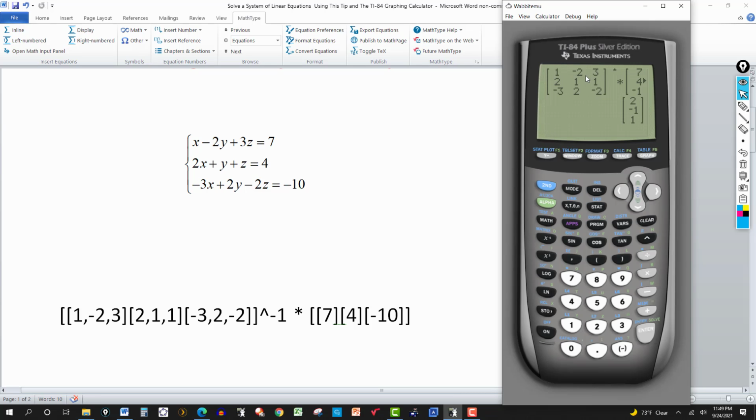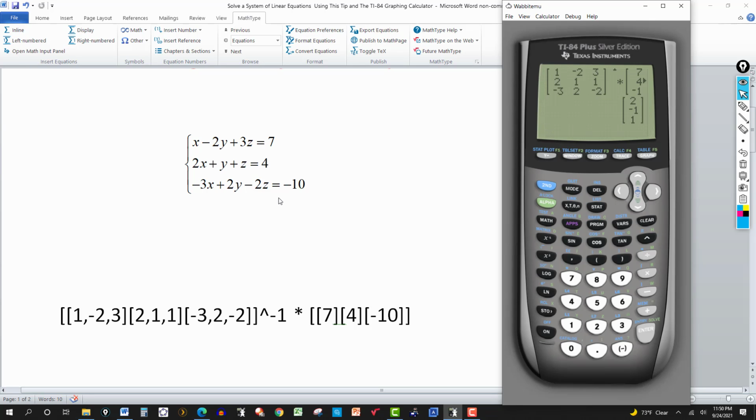If you look at that, as rows, is 1, negative 2, 3, 2, 1, 1, negative 3, 2, and negative 2, and then on the right, okay, I get 2, negative 1, 1. Well, it turns out that this is actually the solution to that system. X is equal to 2, y is equal to negative 1, z is equal to 1. So again, x is equal to 2, y is equal to negative 1, and z is equal to 1. You can check this by plugging those in, but that is the solution.